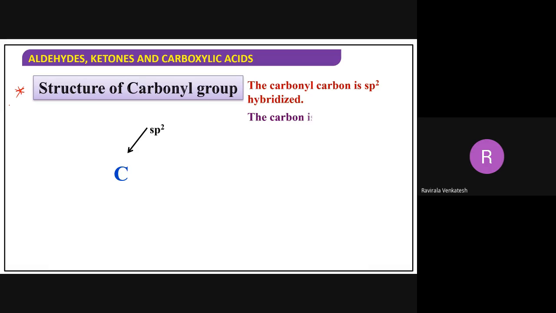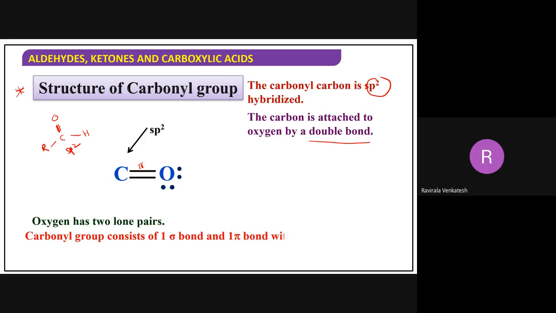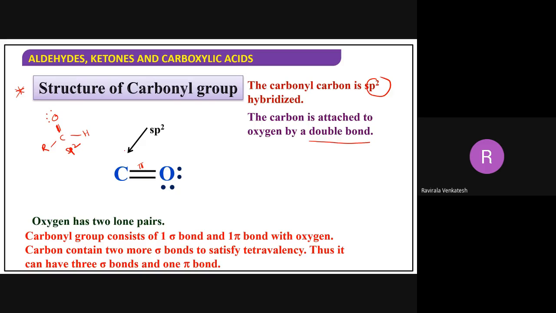Now, what is the hybridization of the carbon in the carbonyl group? Because of having a pi bond, it is sp2 hybridization. So the carbon present in the carbonyl group always has sp2 hybridization. It is attached to a double-bonded oxygen, for example RC=OH. One pi bond is there, therefore it is sp2 hybridization. The oxygen will have two lone pairs. This is one sigma bond, and one is a pi bond.